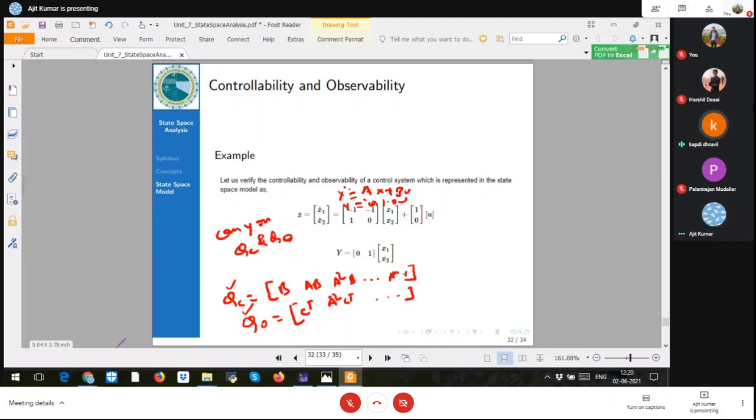Sir, QC is 1 minus 1, 0, 1. Please tell me what is that? QC, right? 1 minus 1, 0, 1. Okay. So first please tell me row one first, row second. First row 1, minus 1. And this one? 0, 1. QC, right? How about Q0?